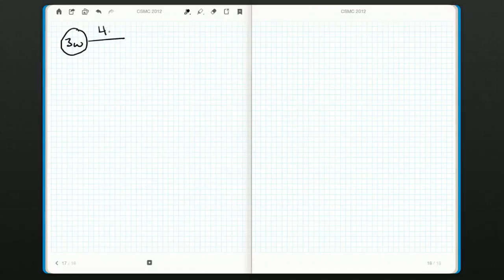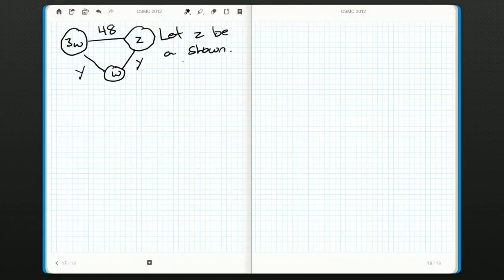So we have 3w and 48, and I will call this one Z. I'll say let Z be as shown. Alright, so from this side we know that 3w plus w is going to be equal to y. That's just the definition of how the numbers on the line work. So y is really just 4w. If we can figure out what w is, we're home free.